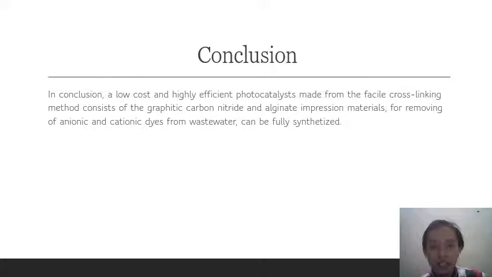In conclusion, a low-cost and highly efficient photocatalyst can be made from the facile cross-linking method, consisting of graphitic carbon nitride with alginate impression material, for removing the anionic and cationic dye from the wastewater.